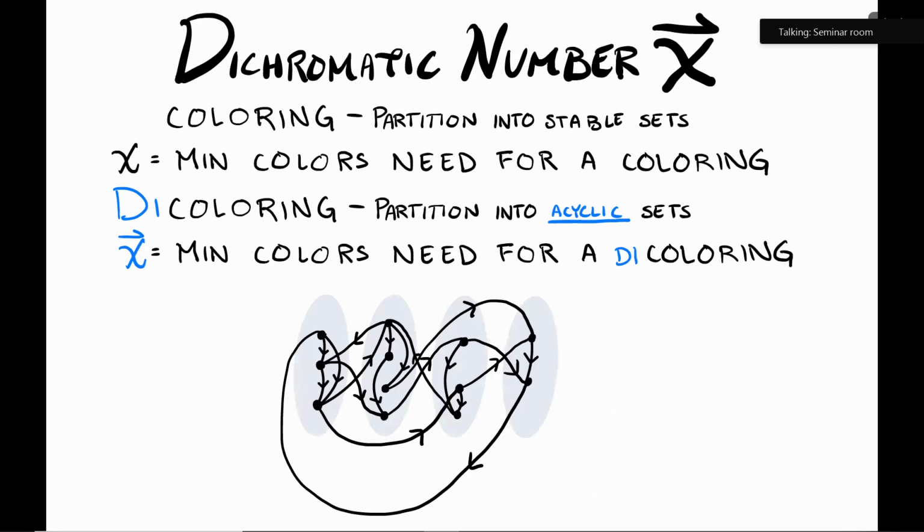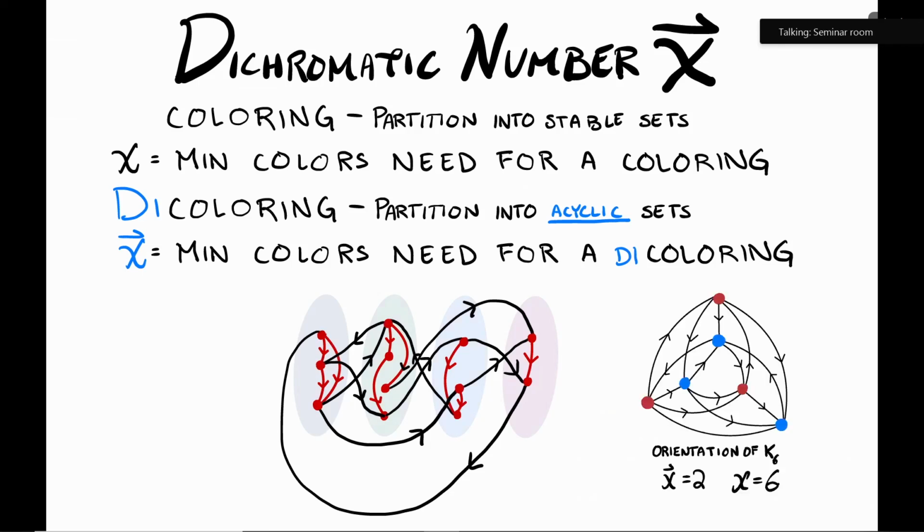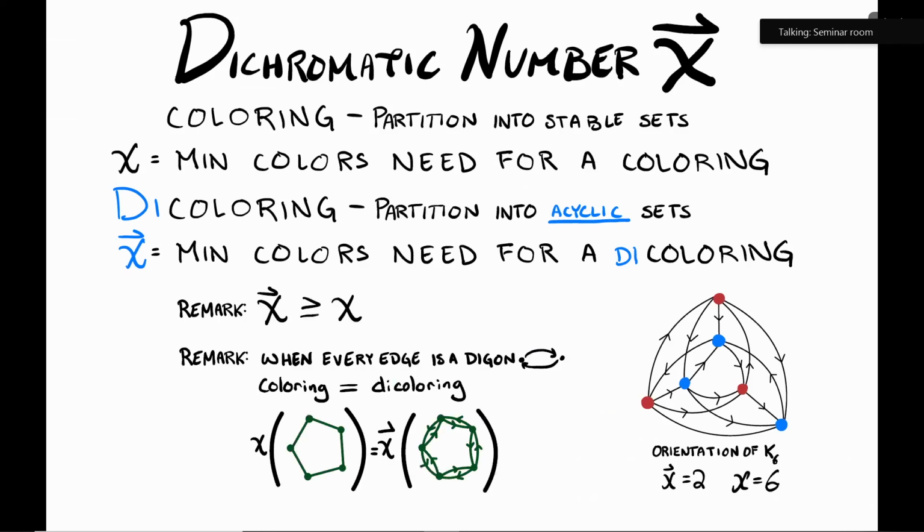And yeah, so this, for example, would be a partition. It's maybe not so easy to see, but if you just look at the edges, they're all acyclic. But of course, this is not a coloring. And for example, here, we can get something that has chromatic number 6, but dichromatic number 2. And then the other reason I find this concept to be quite natural is that the concepts collapse if you replace every edge with a directed cycle of length 2. Coloring and directed coloring become the same.